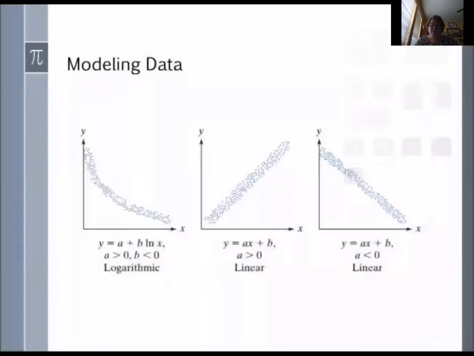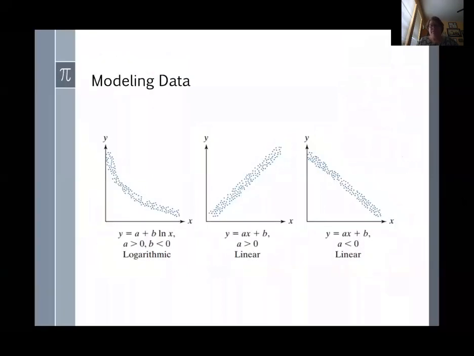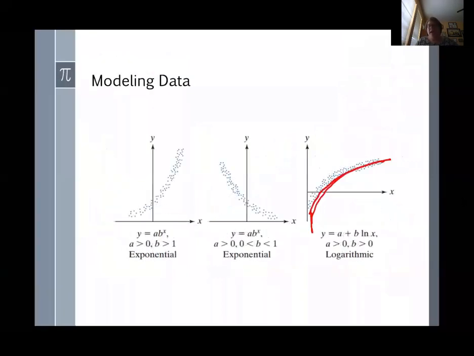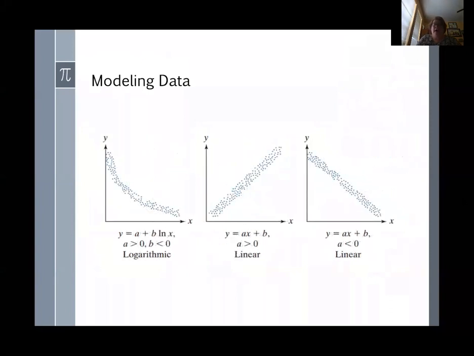There we go. All right, so on the previous slide, we had the logarithmic model, y equals a plus b natural log x. In that model, that shape represents the model where a and b are both positive. If you have a model where a is positive but b is negative, you get the shape that you see in the first graph there. So that would be a logarithmic model also.